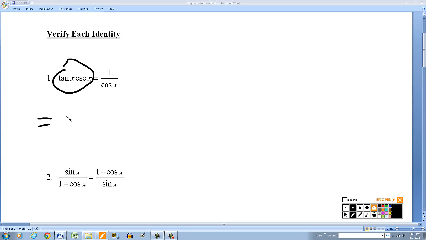So let's use one of the identities. We had one for tangent of x in that list that I just went over. And it said that the tangent of x is the same as the sine of x over cosine of x. And then on those reciprocal identities, we had one identity that said cosecant of x is 1 over sine.